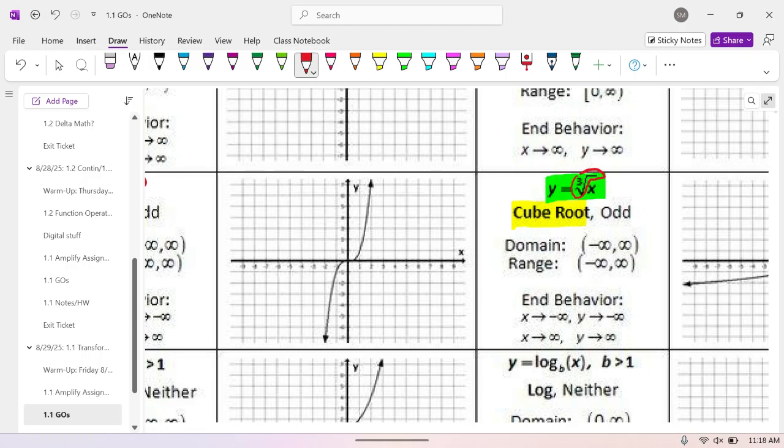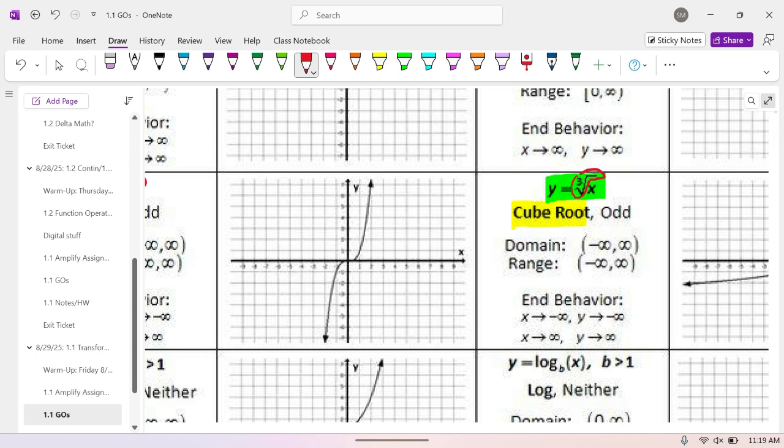I can't tell you how many times on a test, especially with quadratics and cubics, they forgot to square it or cube it, and I had to take off points because it technically wasn't the correct type of function. And you may think that's nitpicking. It's really not.